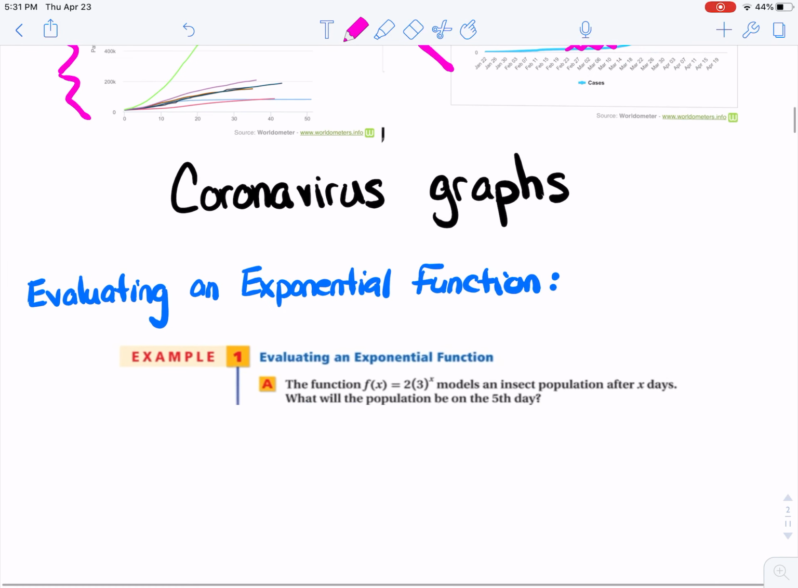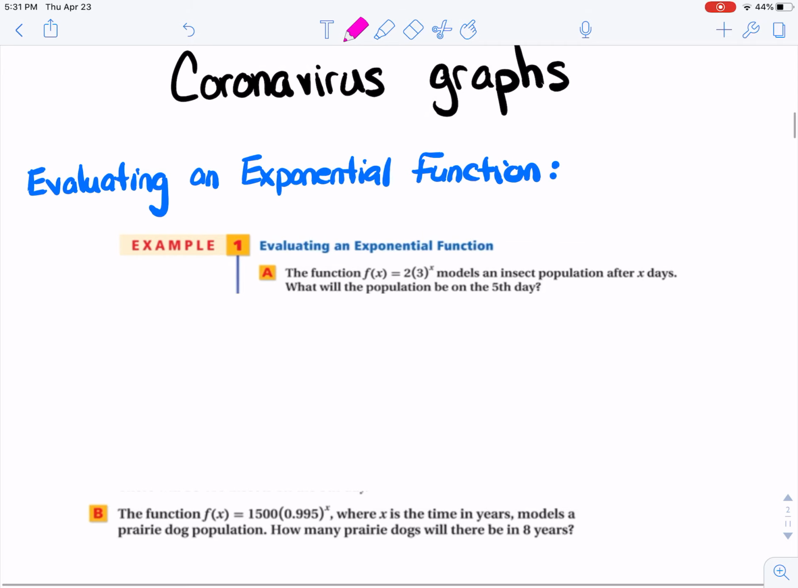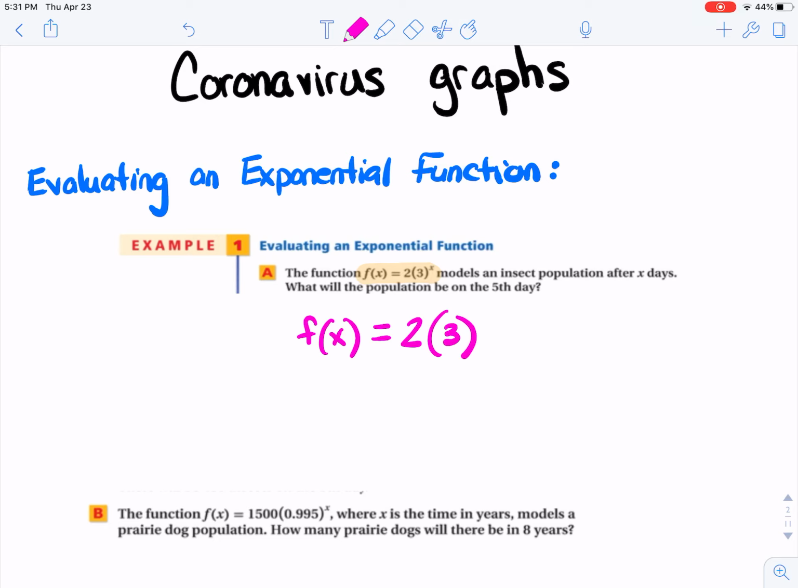All right, let's talk about evaluating an exponential function. Now, these are pretty easy because they give me my exponential function. We got another insect. It's the same exact equation we just had. An insect population, you start off with 2. It's tripling. It's being multiplied by 3. Now, what they want is they want to know on the 5th day.